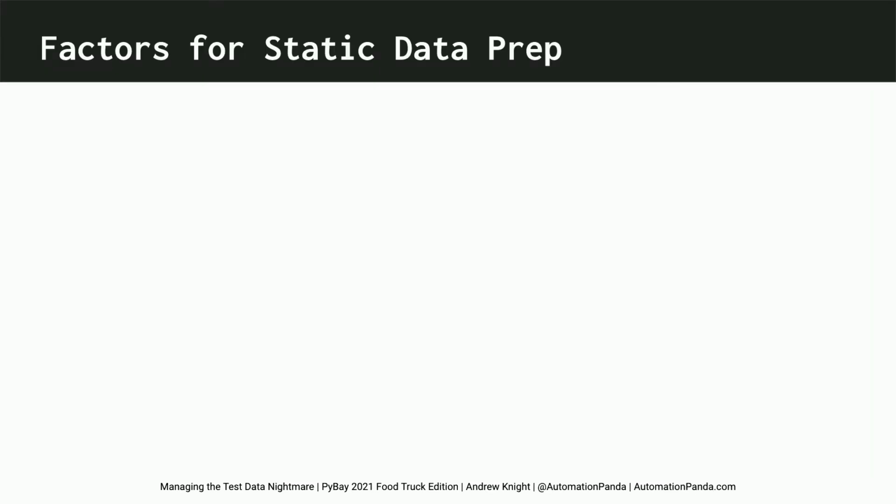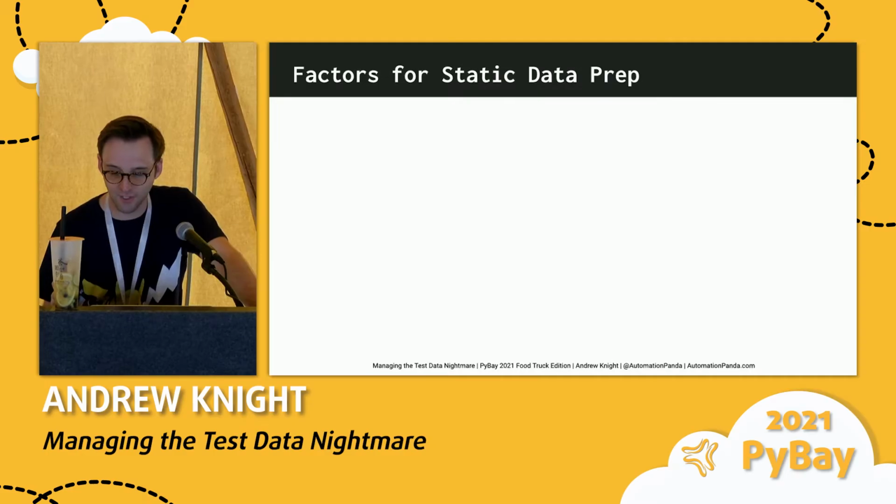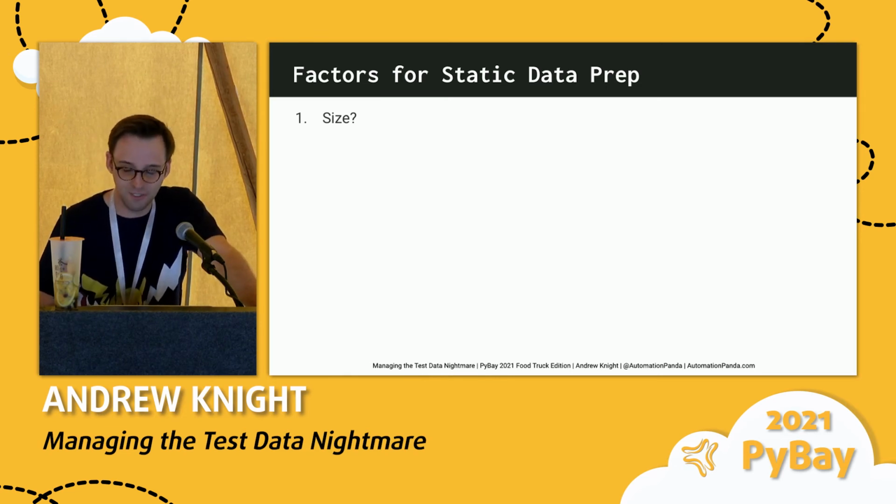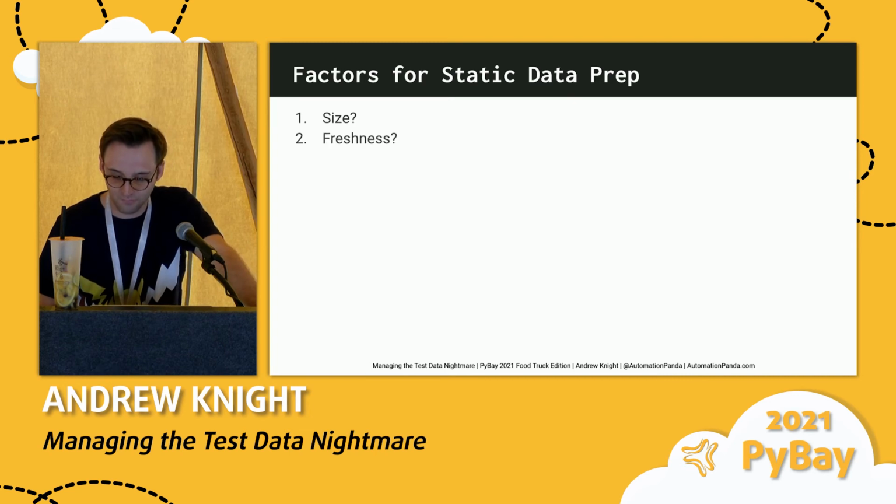There are multiple factors that should be considered when deciding the best strategy for static data prep. How big is the data? If it's small, manual config may be sufficient. However, if it's large, then automation may be required. How fresh does the data need to be? Or how frequently will the data need to be updated? In these cases, automation can help with these problems.